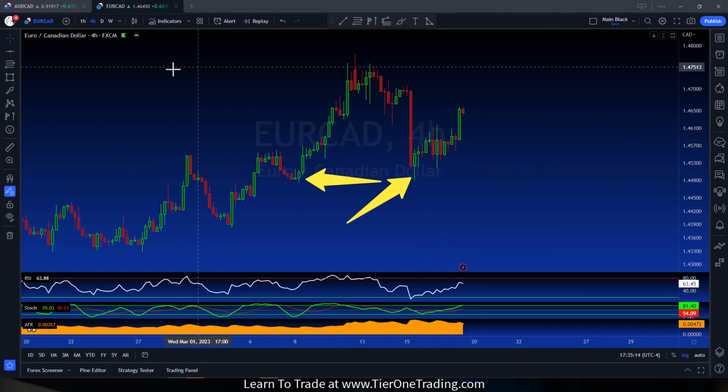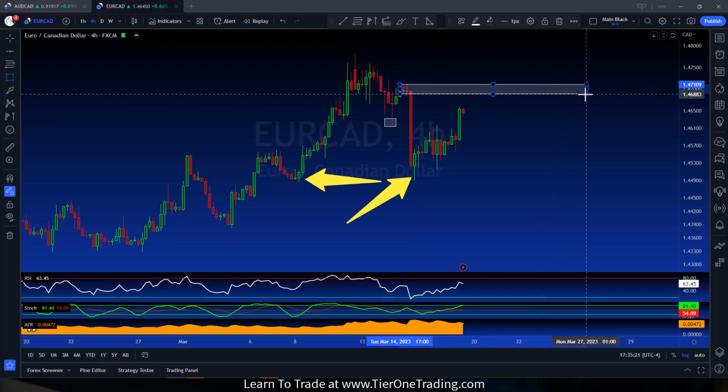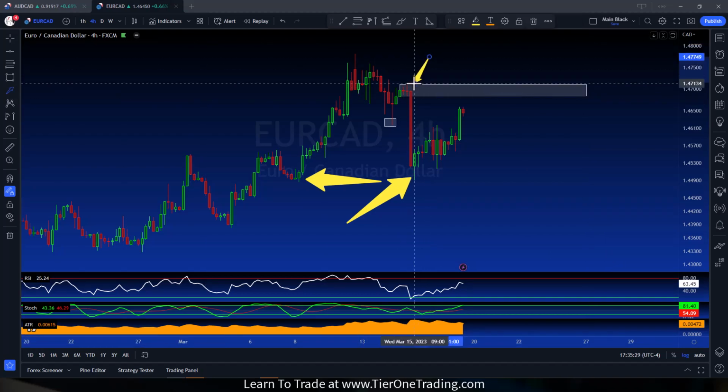Now, we did reach our inside level of structure right here, but the main level of structure that we're shooting for as far as our bullish move here, if you guys remember, was that 147 even handle, which comes right at the start of this elephant candle, which is what we call the big standout candles in the market.